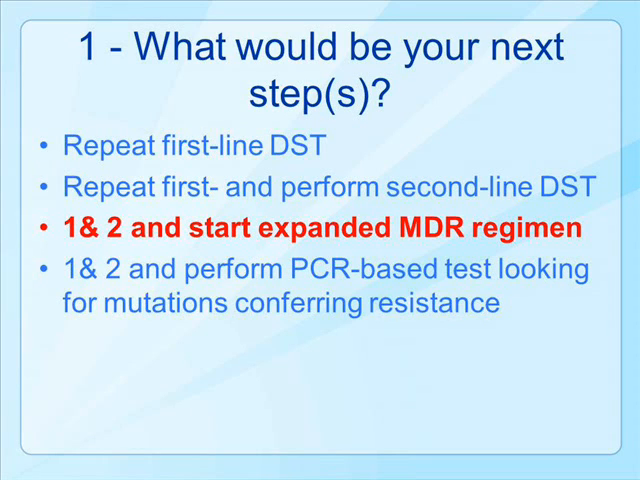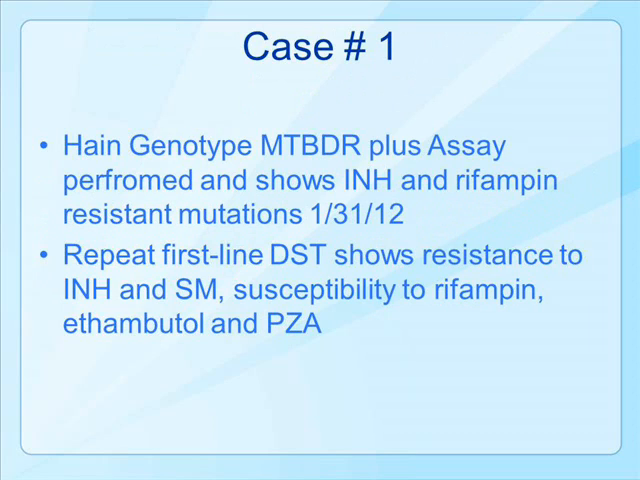So let me go on and state, again, things are not always done overseas the way that we would do here. So this facility, this panel site, has the option to get a rapid test for drug resistance testing based on mutations, PCR-based assays. So this doctor sent the specimen for the Hain Genotype MTBDRplus assay and found that there were mutations associated with both isoniazid and rifampin resistance on January 31st, 2012.